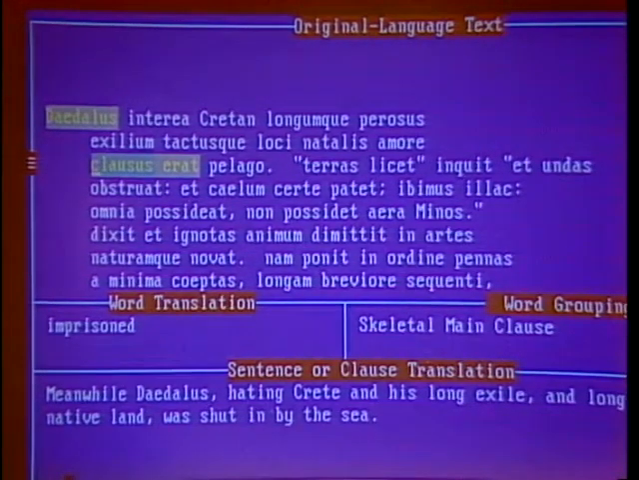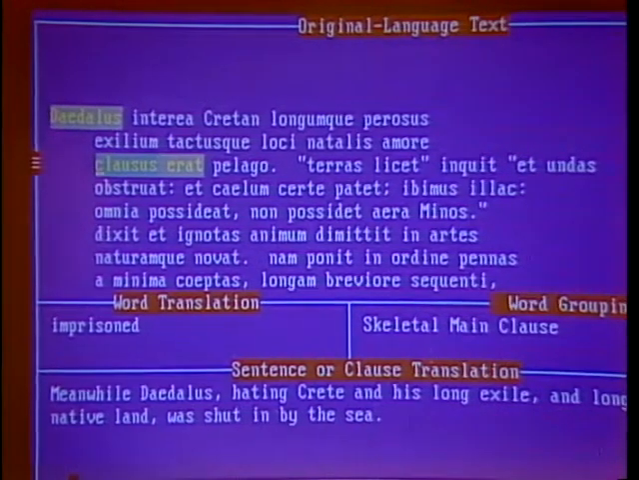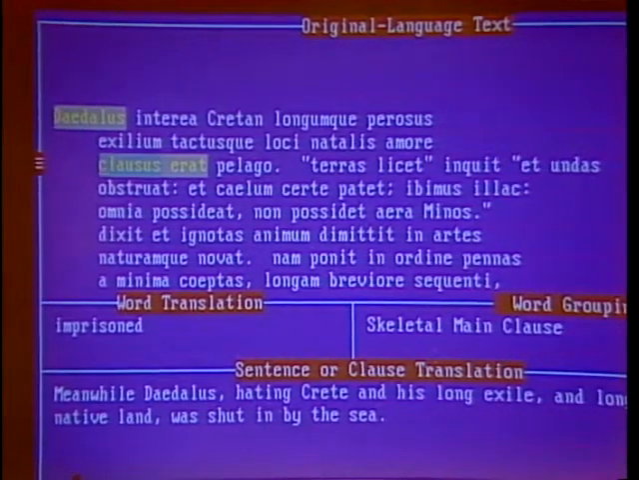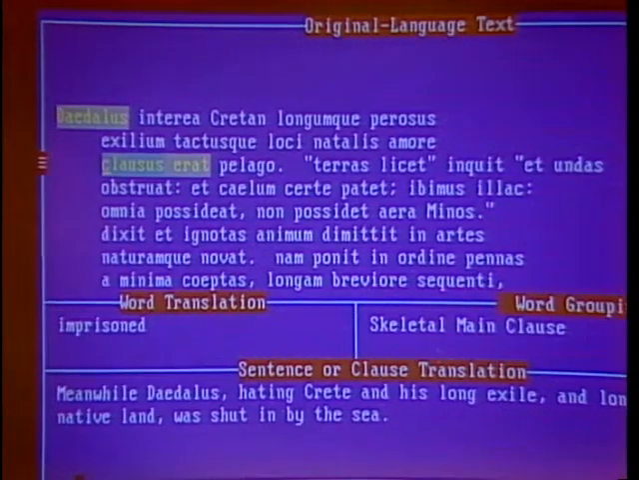So it's very easy to see, for instance, that here clausus means imprisoned, that Daedalus, way back in the beginning, was the one that's imprisoned, and that Daedalus is the major part of the story. And also, when you buy our program, it works for all 4 languages.